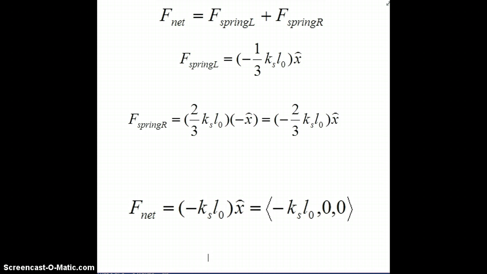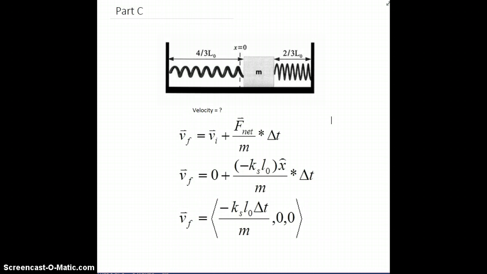Because the force of the right spring is in the negative x direction, we can change the sign on the equation to show that it goes in the opposite direction when we add our forces. After adding the forces together, we find that the net force is equal to the vector negative Ks L0, 0, 0. For part C, it says to determine the new velocity of the block a short time delta t after being released. We will once again start with our fundamental principle, Newton's second law of motion. Final velocity equals initial velocity plus the net force divided by mass multiplied times delta t.